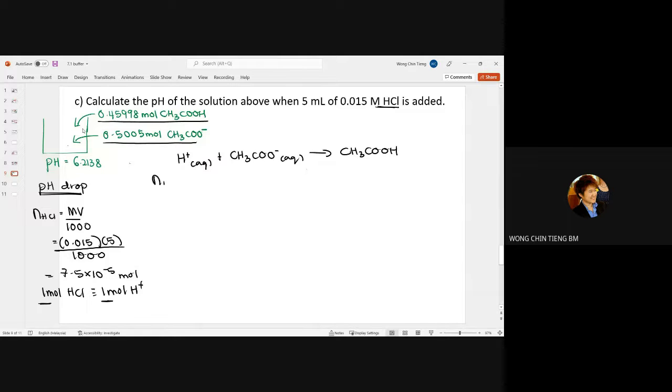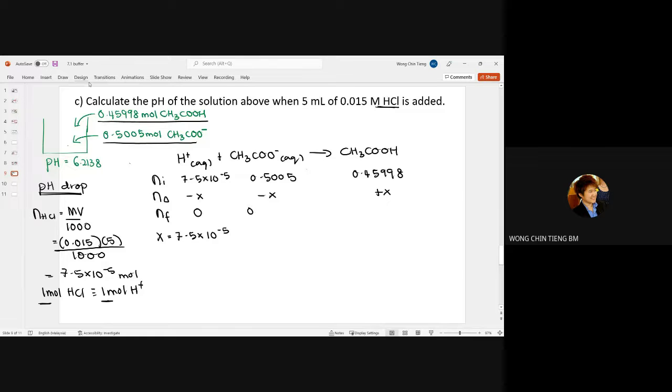Your ICE table, the only thing changes is your ICE table right now will be in number of mole. Your number of mole of H plus will be 7.5 times 10 to the power of negative 5. Over here, initially 0.5005, initially of your weak acid 0.45998. I hope everybody initial is correct right now. Okay, moving to the change, you have your minus x, you have your plus x over here. You have at the end must be equals to 0, if you remember. Disebabkan akhir dia mesti sama dengan kosong, therefore x equals to 7.5 times 10 to the power of negative 5.